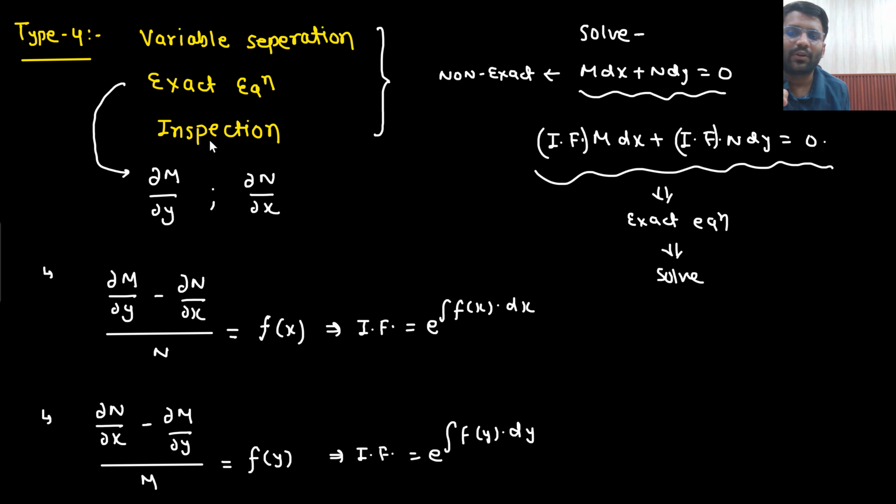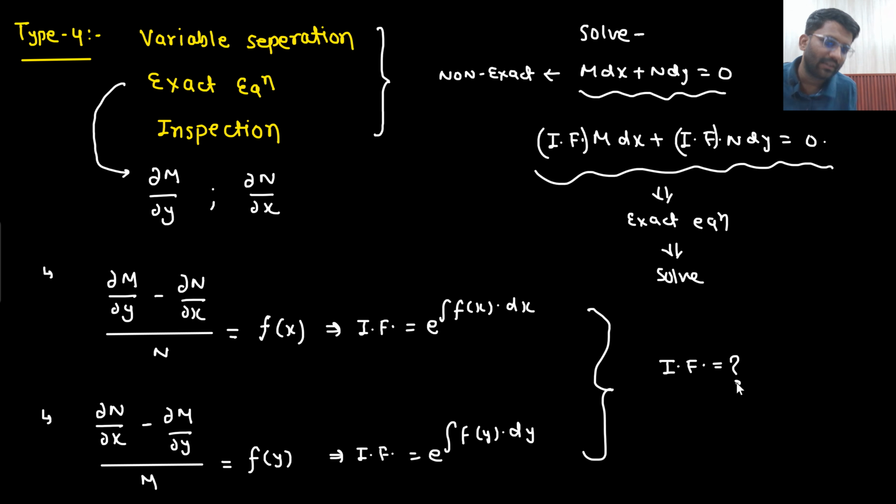Now let's just say if a question is not solved by variable separation as well, you cannot solve it by inspection, and it is a non-exact equation as well, then very high chances are there that they will only ask the integrating factor. They will not ask the full question. They will only ask to find out the integrating factor, nothing else. They will not ask the solution. They will only ask: write down the integrating factor. That's it.